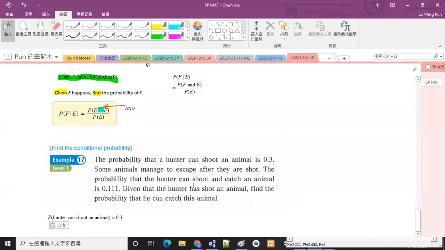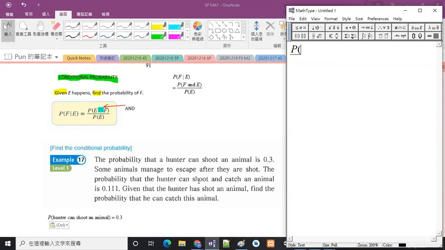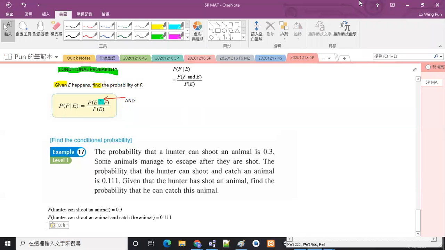Some animals manage to escape after they are shot, so some animals that are shot by the hunter can get away. The second probability is that the hunter can shoot and catch an animal, which is 0.111. So P(the hunter can shoot an animal and catch the animal) is equal to 0.111. Can you get this? This is the information given by the question.